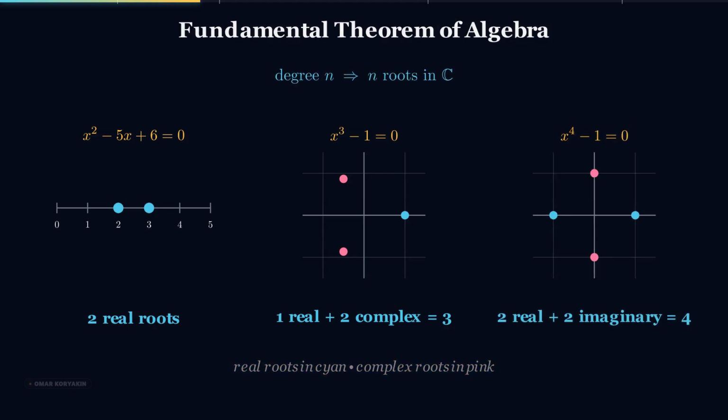The quartic x to the fourth minus 1 gives four roots that line up like compass points. Plus and minus 1 on the real axis, plus and minus i on the imaginary axis. Real roots in cyan, complex in pink. Degree 4, four roots, the theorem holds.